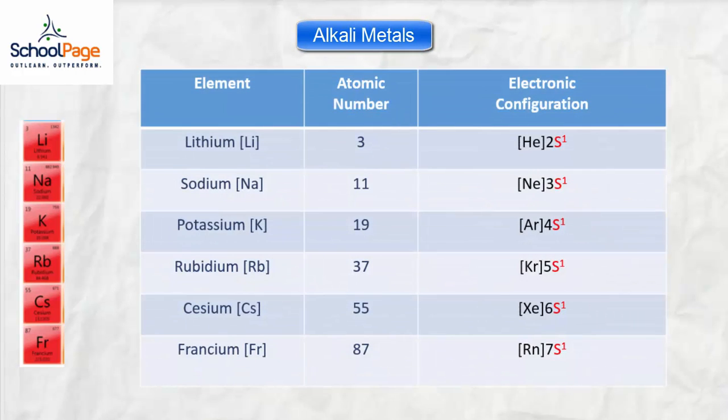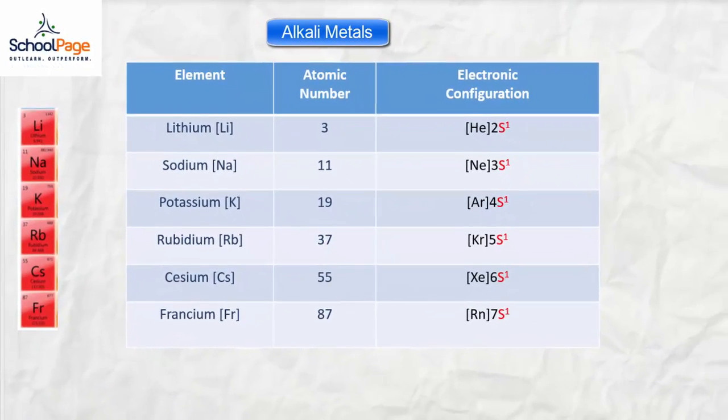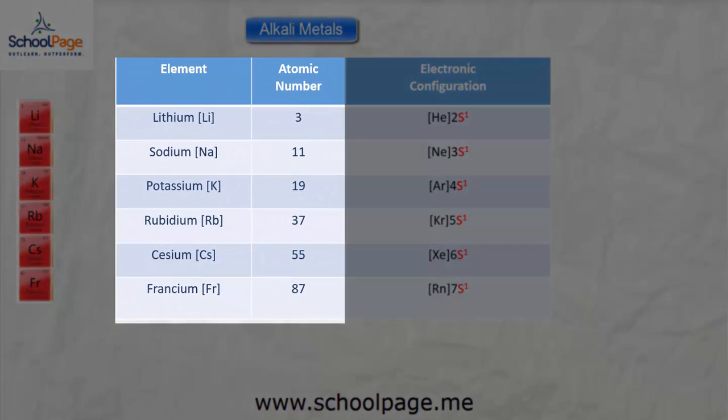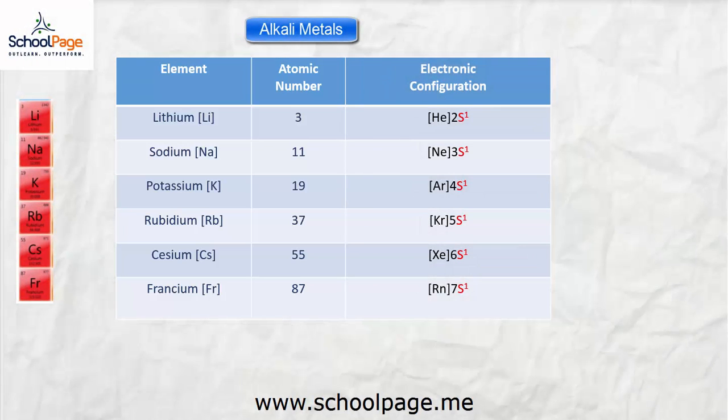Observe the atomic number and the electronic configuration of these elements. The atomic number of lithium is 3, sodium 11, potassium 19, rubidium 37, cesium 55 and francium 87. You can see that there is an increase in the atomic number down the group.